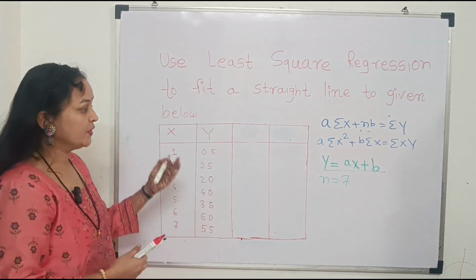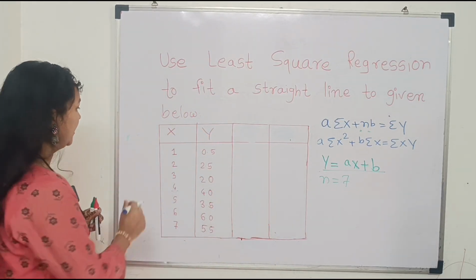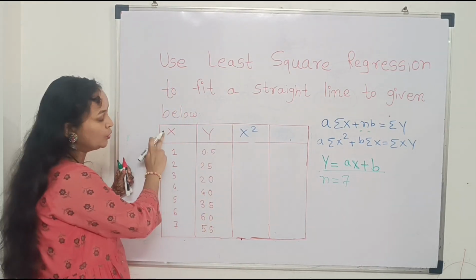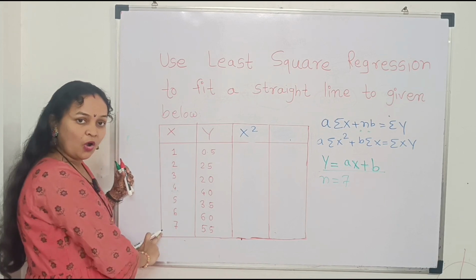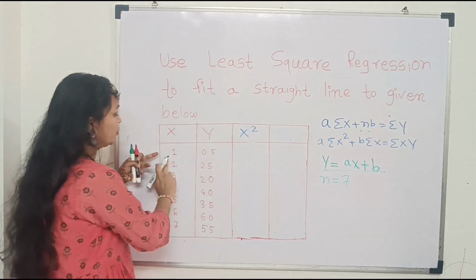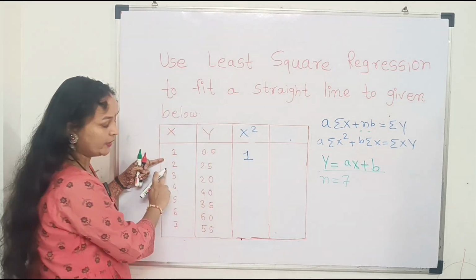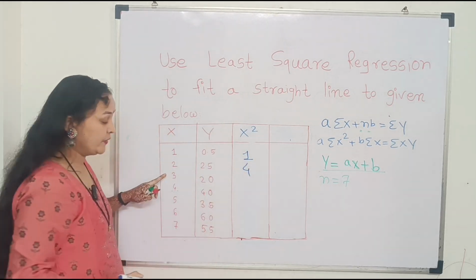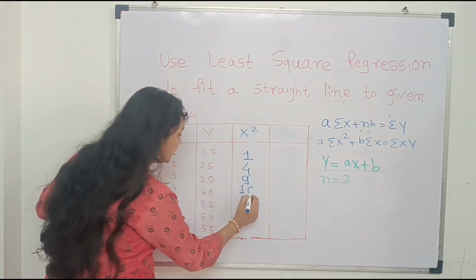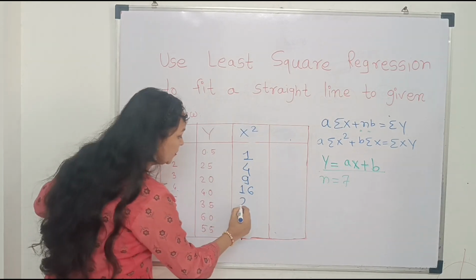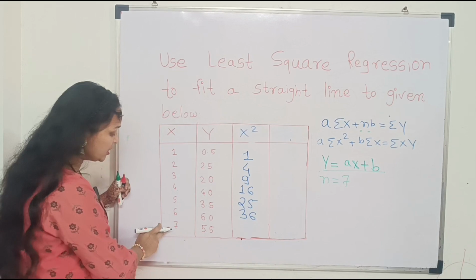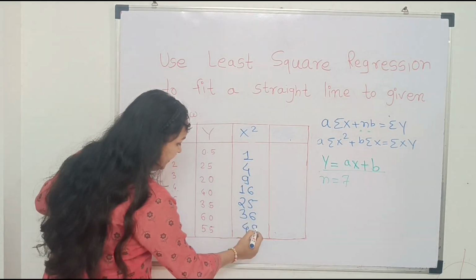So let us start the solution of this particular problem. Now you have to compute x square. You are going to take the square of all the given x values. So the square of 1 becomes 1, square of 2 becomes 4, square of 3 becomes 9, square of 4 becomes 16, square of 5 becomes 25, square of 6 becomes 36, and square of 7 becomes 49.